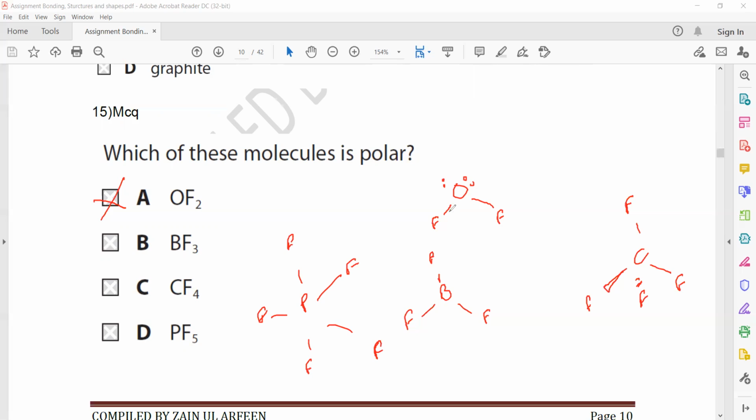But this one does not have symmetry. Why? Because of 2 lone pairs. The bond pairs, even the length is not the same, and the bond angle here is 104.5.